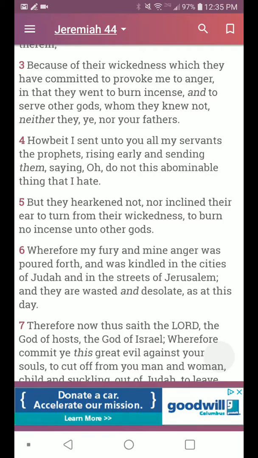And that they went to burn incense and to serve other gods whom they knew not, neither they, ye, nor your fathers. Howbeit I sent unto you all my servants the prophets, rising early and sending them, saying, Oh, do not this abominable thing that I hate.